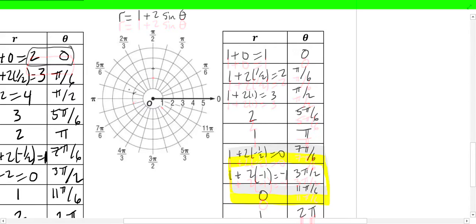I don't like that. There we go. And at pi, it's 1. And then look what happens. It goes to 0 at 7 pi over 6. So somewhere between here and here, it goes to 0. Right there.